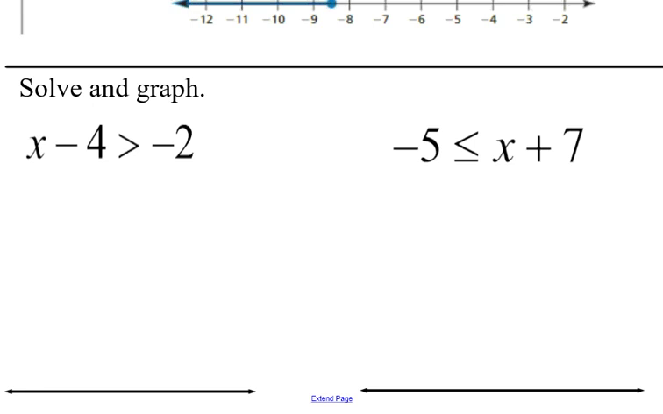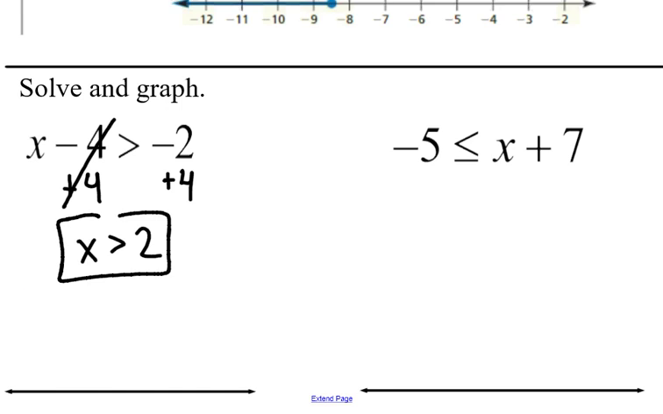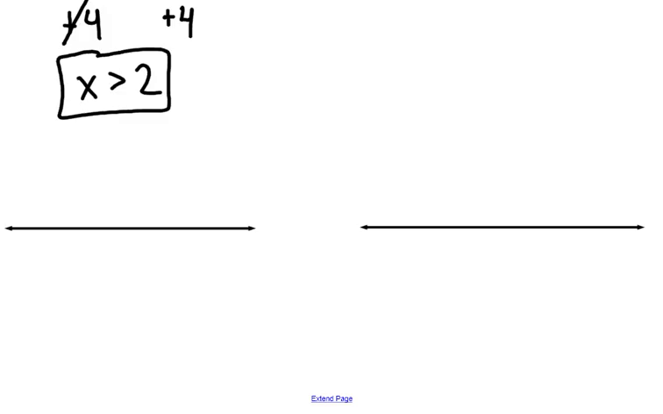So can you solve and graph? I have x minus 4 is greater than negative 2. How do I solve it? I add 4 to each side. That's what undoes subtraction. I then get x has to be greater than negative 2 plus 4, which is 2. There's my answer algebraically.